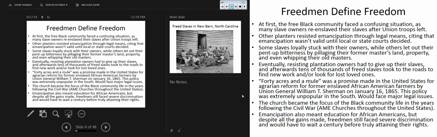So the freedmen are going to have a really complex scenario set in front of them. How are they going to be brought into the United States as free people, both free men and women? A lot of the African Americans had been apprehended by the Union Army, so they were known as contraband.